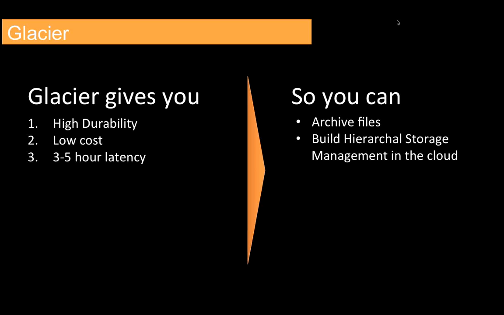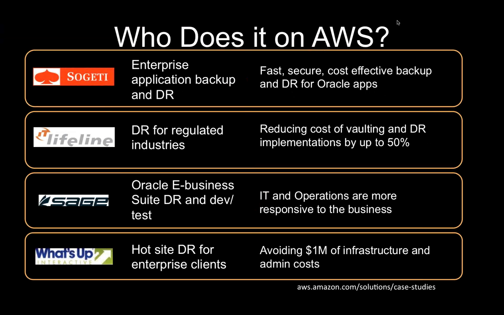So who's doing this at the moment? Well, a number of different companies do this for different reasons. So Lifeline, for example, they do disaster recovery for highly regulated industries, and they dramatically reduce the cost of vaulting and the DR implementations by moving to AWS. Sage deployed their Oracle e-business suite and the dev test on us as well. So this was again a way of being far more responsive to what the business needed and being more cost effective at the same time, which is often a challenge for many organizations.